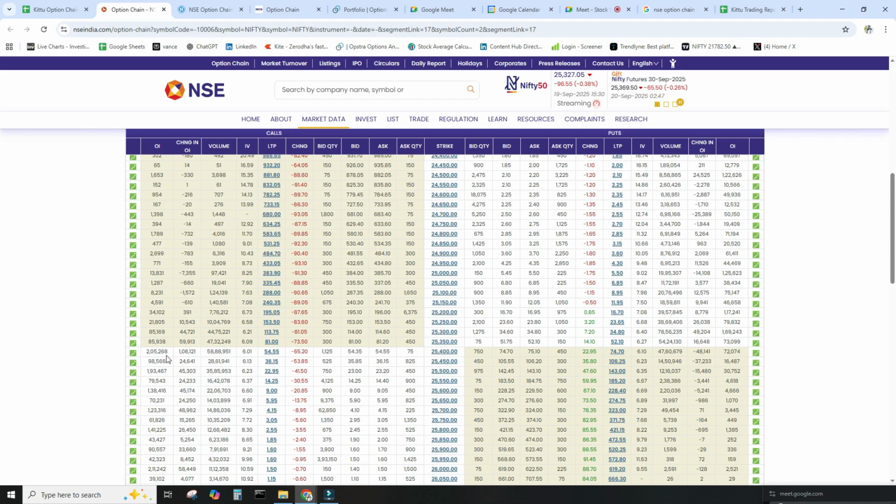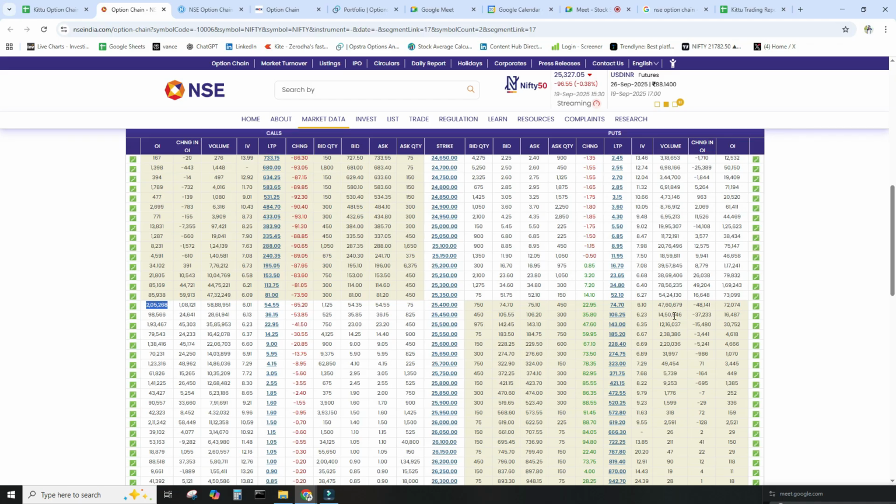I mean one lot is around 75 contracts, right? So they are going to consider one contract as 75. That's why they are not going to give you the complete picture. If you really want to know how many shares are traded in this particular contract, the open interest, we need to multiply by 75.